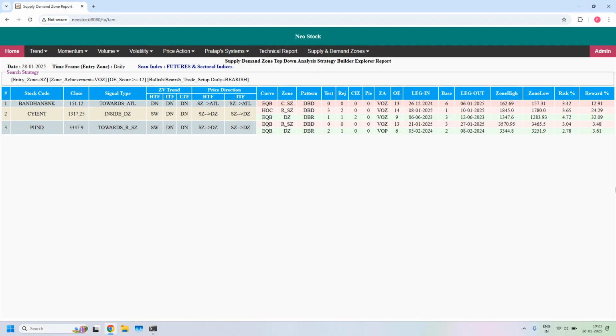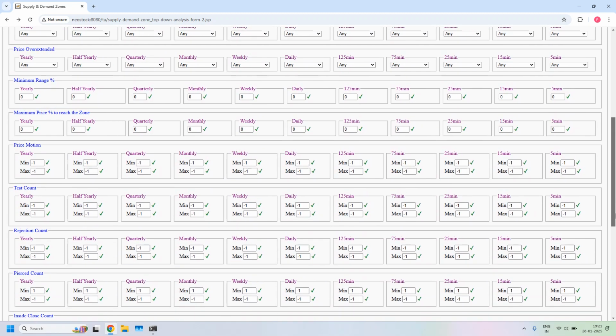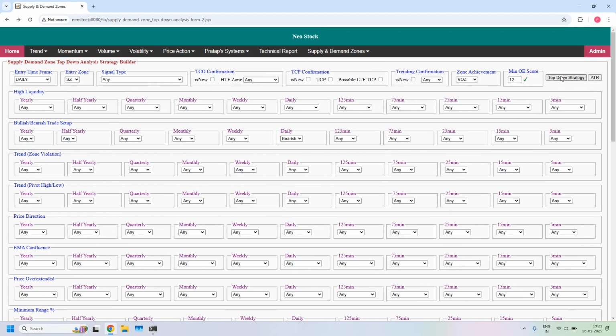We got 3 stocks. These 3 are supporting bearish trade setup for monthly income trade, and entry time frame zones are daily supply zones. Out of these 3 daily supply zones, let us verify the more high probability trade setup supported zones. Already all 3 are high liquidity zones. Apart from that, let us apply zone confluence. In the supply zone confluence, we need to set the filter daily supply zone having confluence with weekly supply zone, LTF, ITF supply zone confluence.